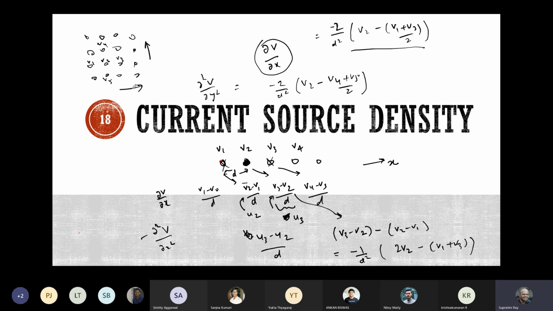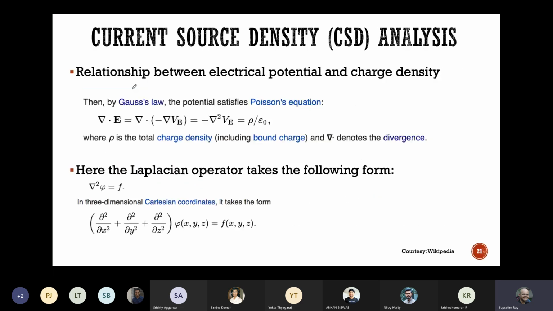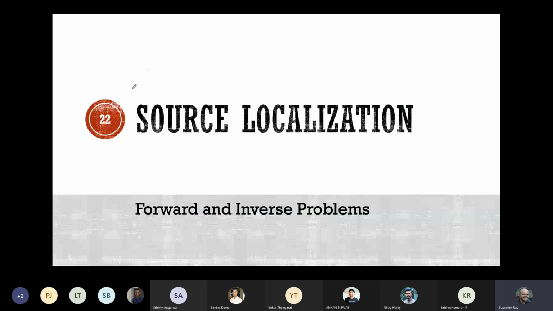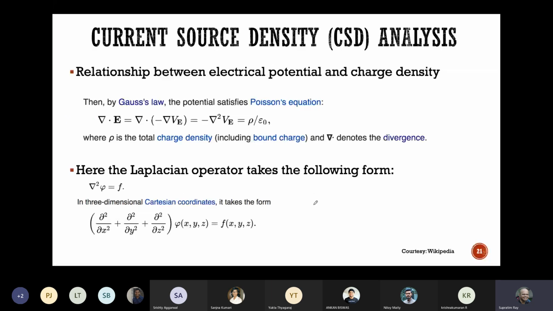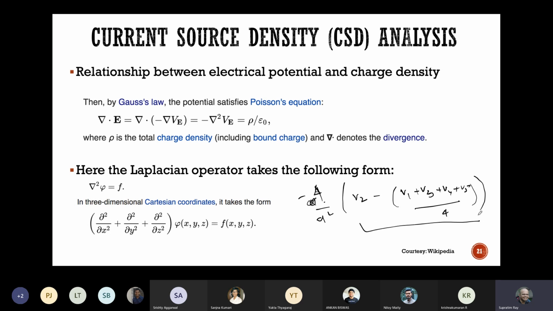Okay. And in CSD, what are you doing? You're just adding those double derivatives like so. So eventually it just becomes some constant outside multiplied by V2 minus the sum of the four neighbors. Sorry, the average of four neighbors. This would be now minus 4 by D square. Okay, so this thing can be very easily computed. Don't get fooled by all this complicated terminology here.